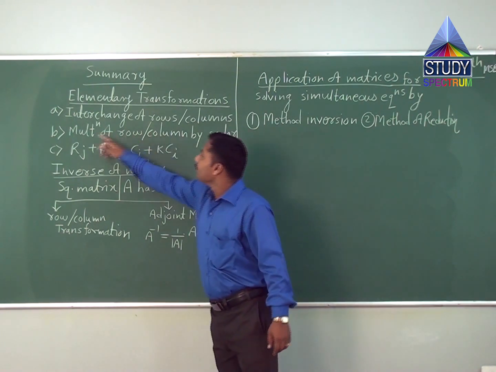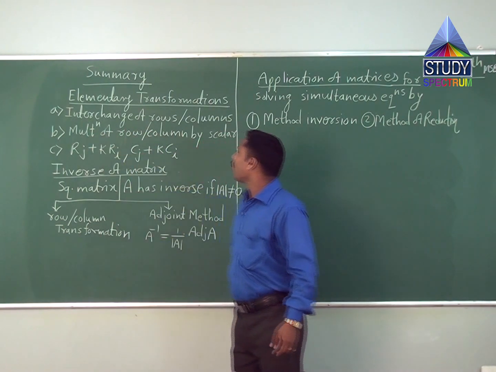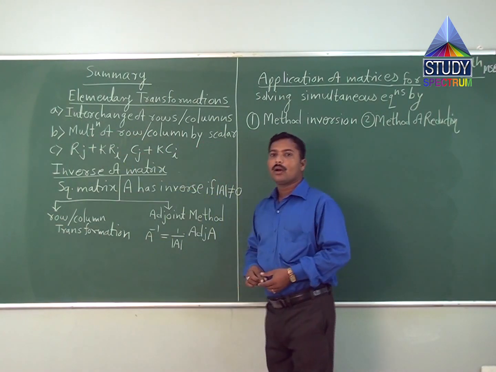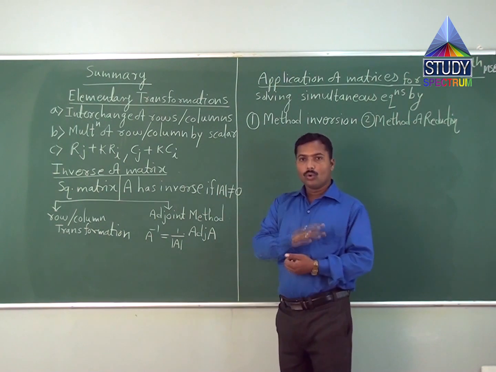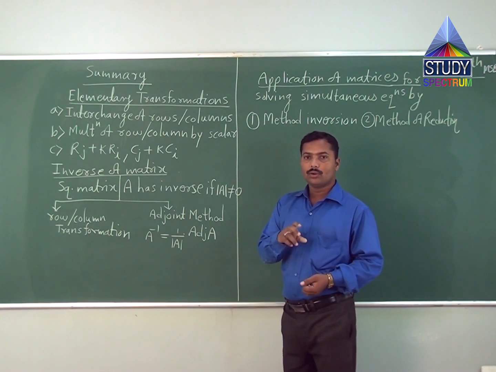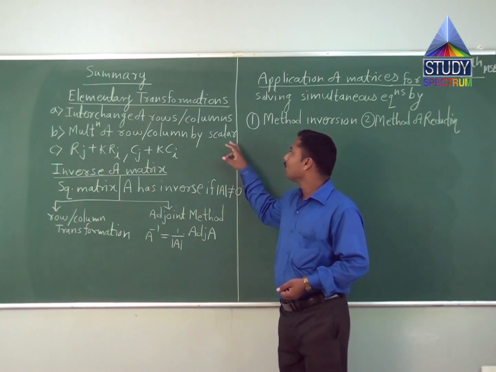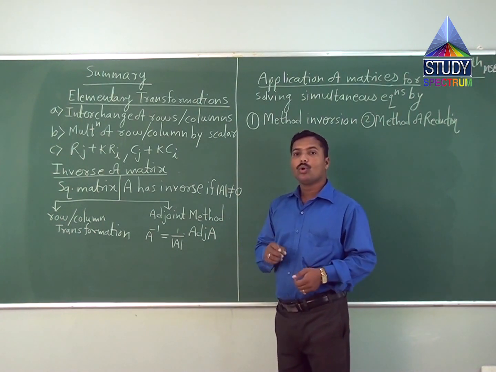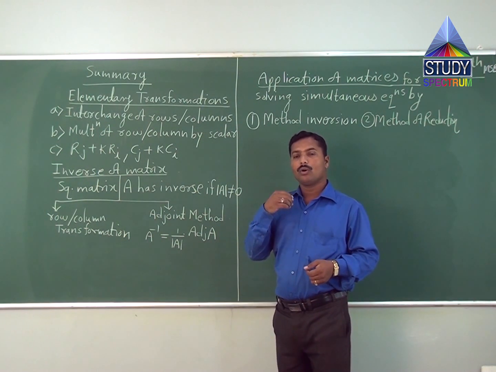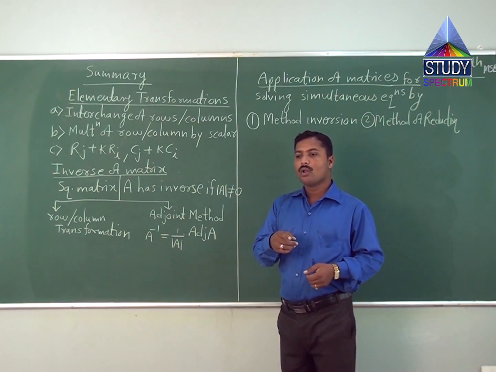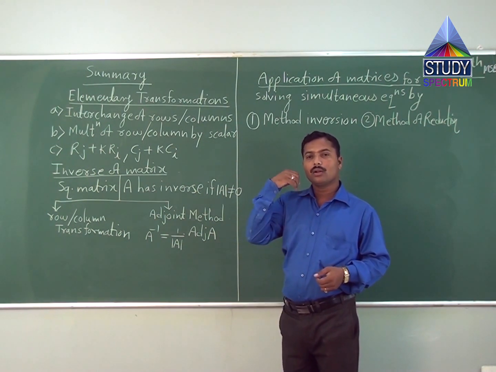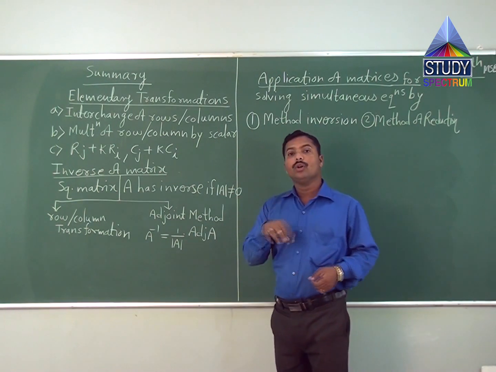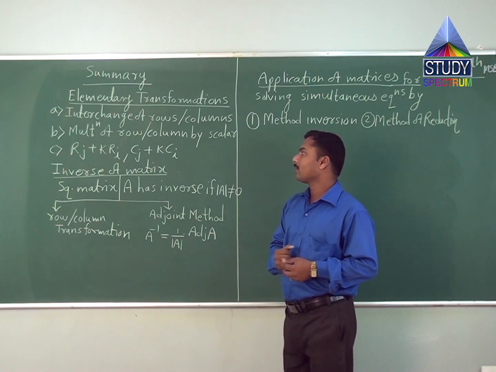तो बी पॉइंट क्या है? मल्टीप्लीकेशन ऑफ रो और कॉलम बाय स्केलर. अगर आपको कोई रो को और किसी एनी कॉलम को बाय स्केलर मींस एनी कांस्टेंट नंबर से मल्टीप्लाई करना हो तो उस हर रो के हर नंबर को और हर कॉलम के हर नंबर को मल्टीप्लाई करना है.